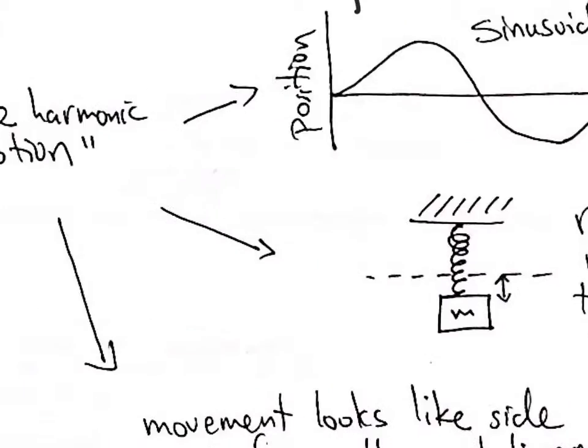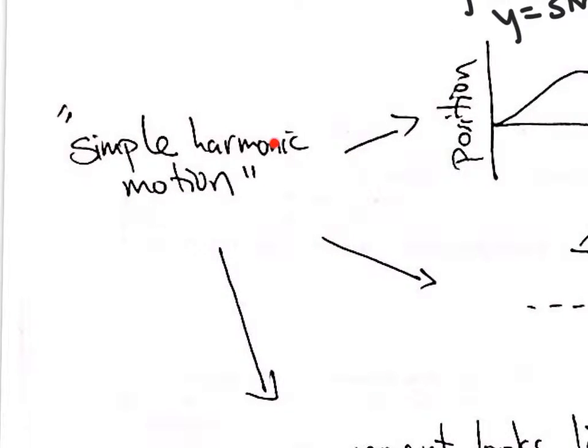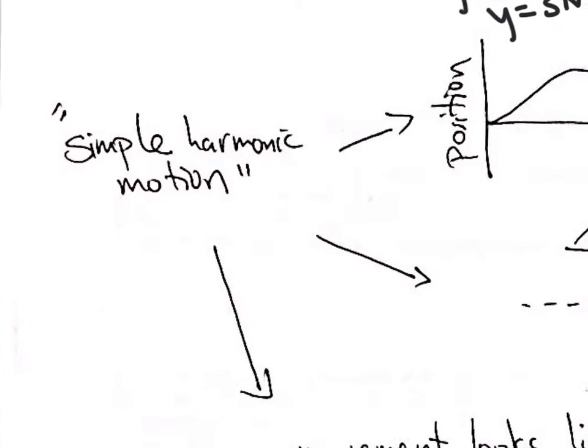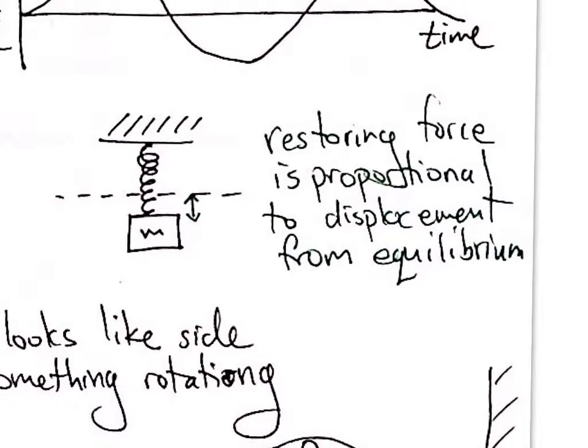The more technical definition of simple harmonic motion is that the restoring force is proportional to displacement from equilibrium. I'm used to saying that and having students kind of tune me out. It's a bunch of words, but let's talk about this. What does this actually mean?